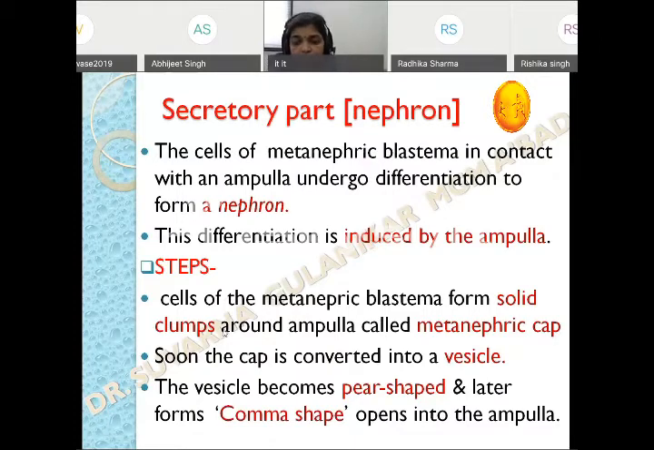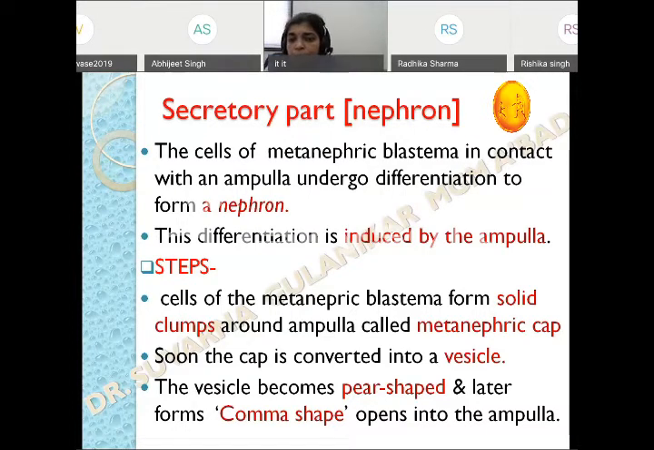This metanephric blastema, when it comes in contact with the ampulla, or the end of the ureteric bud, undergoes differentiation and forms the nephron. This differentiation is induced by the ampulla. So there is an induction by the ureteric bud, which gives rise to differentiation of metanephric blastema into nephron. Okay, and this molecular regulation we'll see in the last.